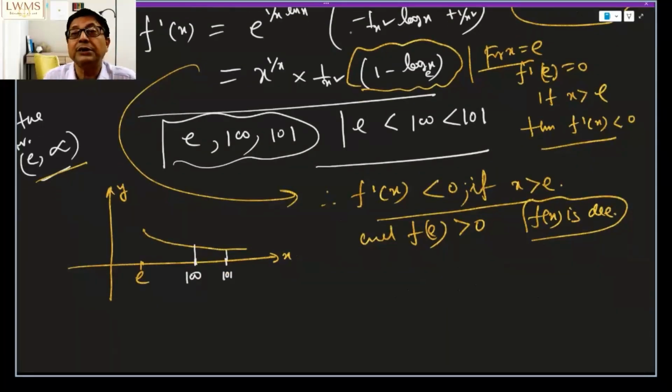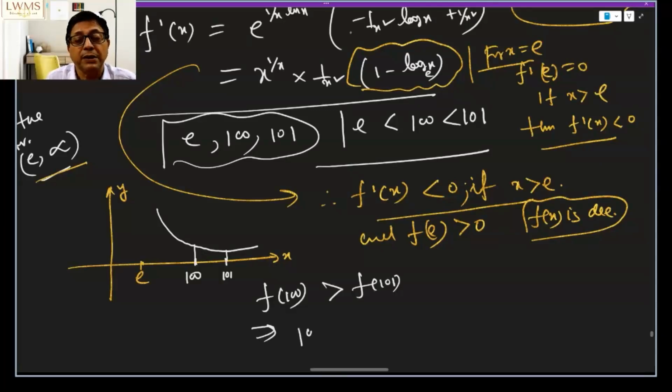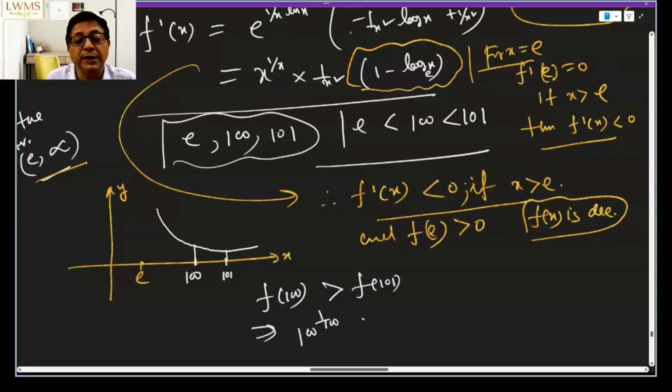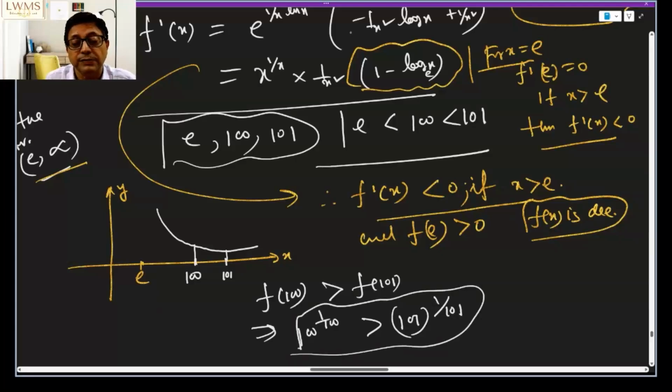So therefore, for a decreasing function, this f(100), you take it more inclined, it will be better, no? More inclined. Otherwise, take it like this. So f(100) is greater than f(101). f(100) is 100 to the power 1 by 100, which is greater than 101 to the power 1 by 101. Proved. Okay? Clear? Done?